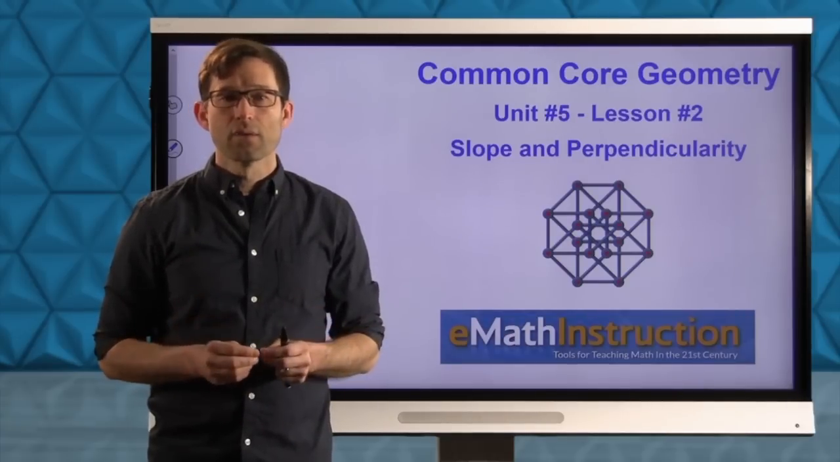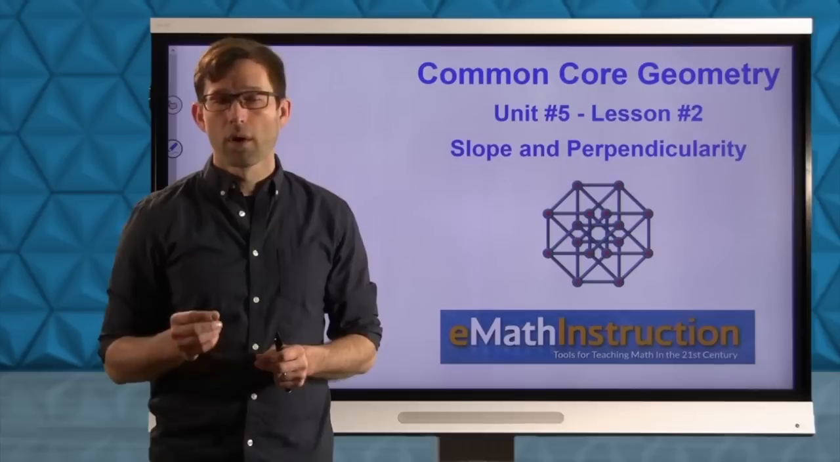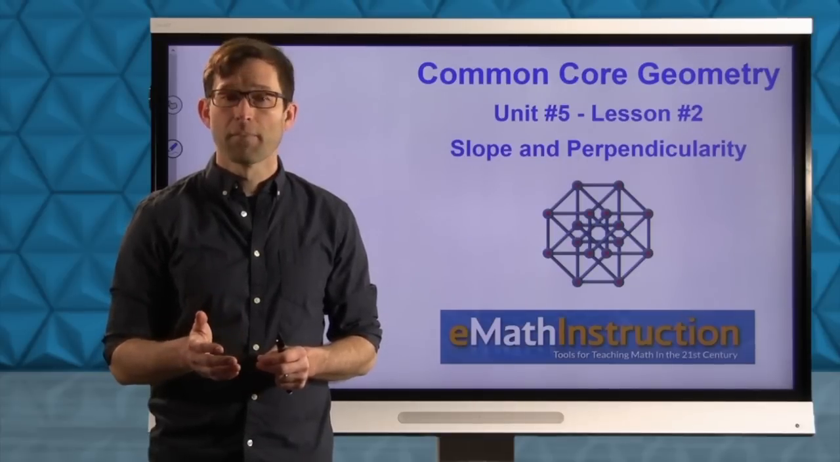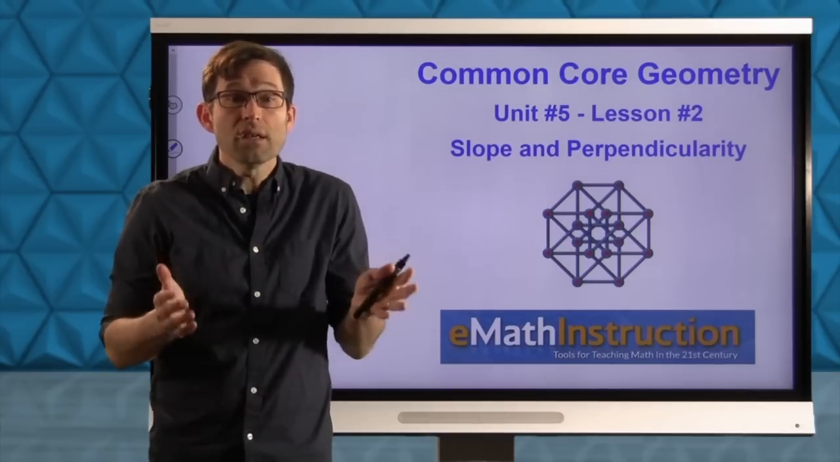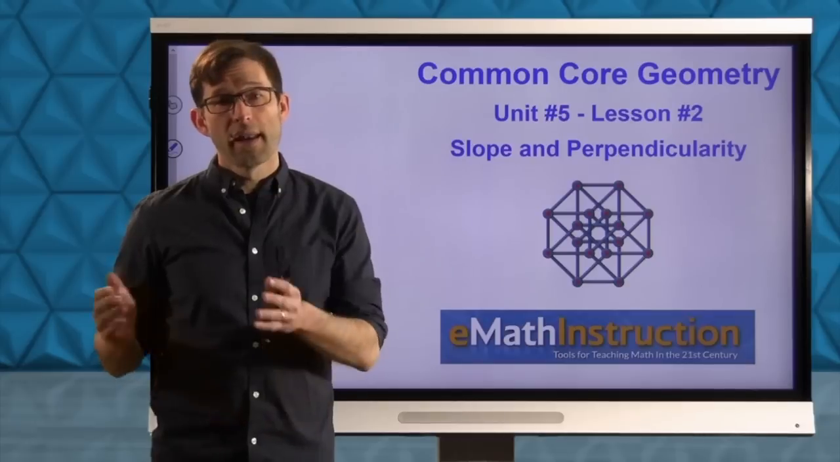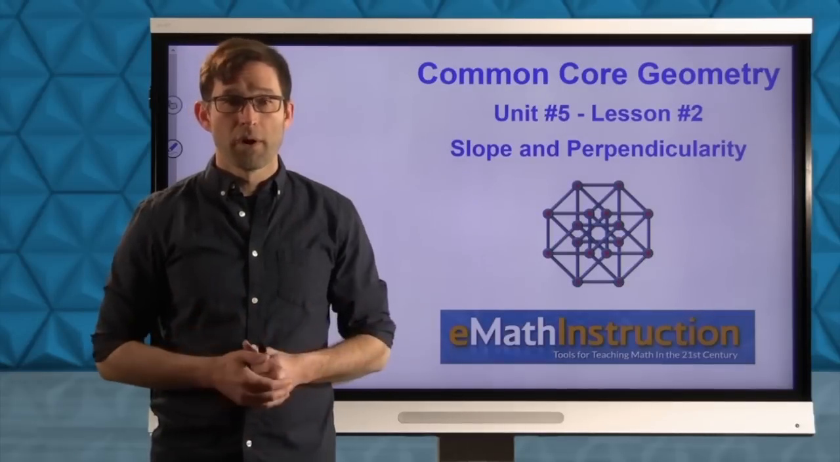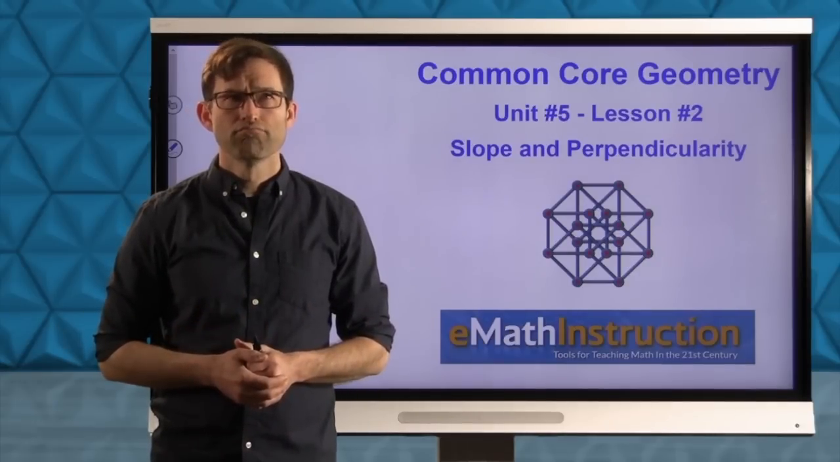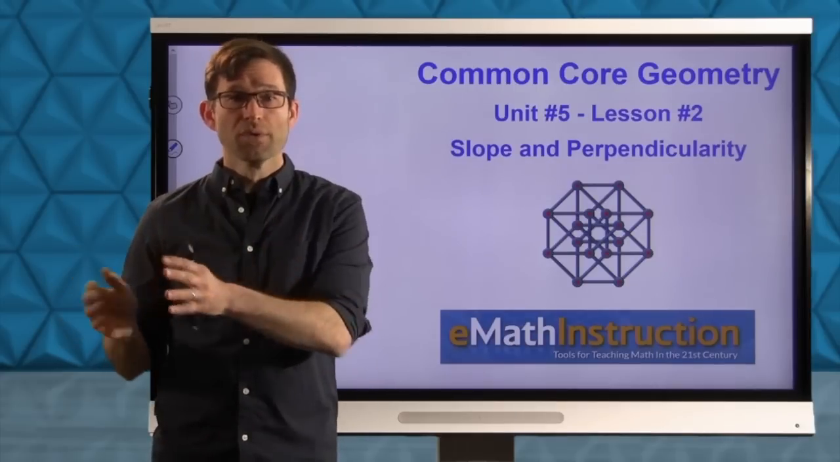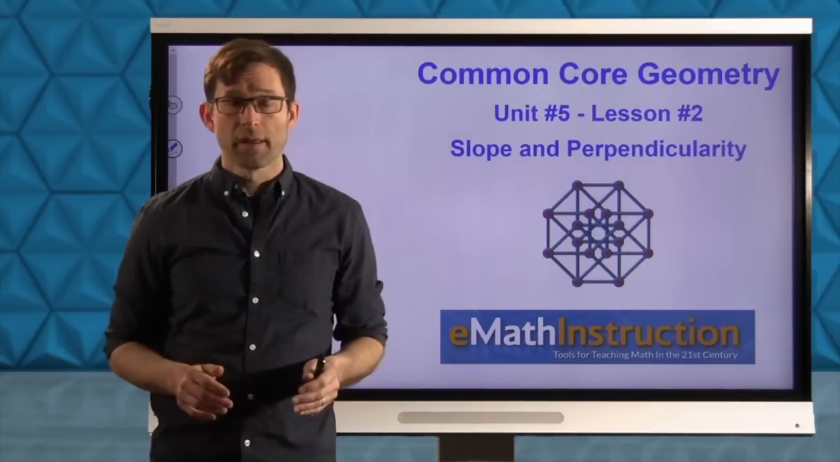In the last lesson, we looked at how the slope of a line or a line segment related to two lines being parallel to one another. And it was an easy relationship. Two lines will be parallel if they have the same slope, and if they have the same slope, they'll be parallel. So it's an equivalence thing. Equal slopes means parallel, basically.